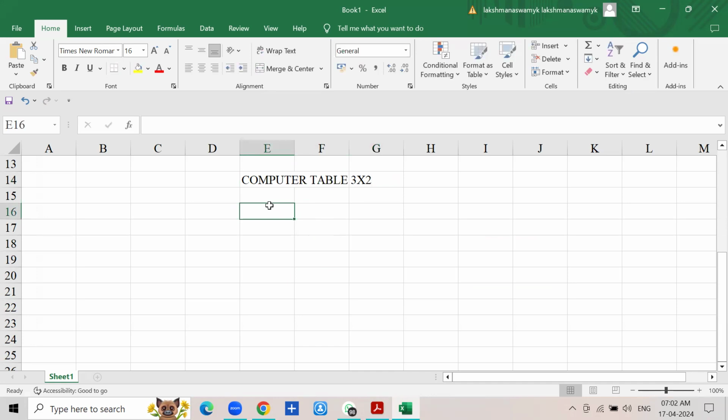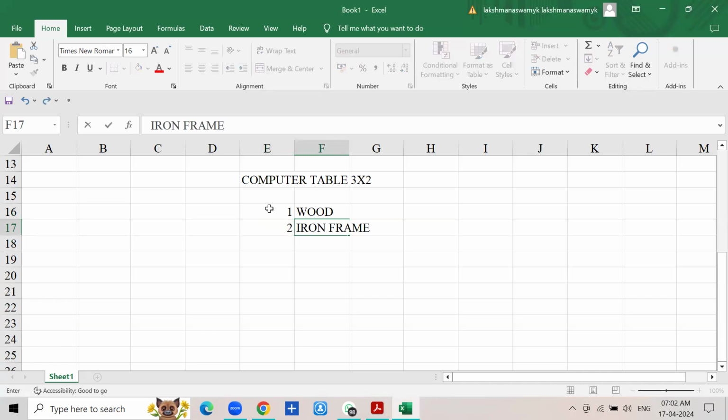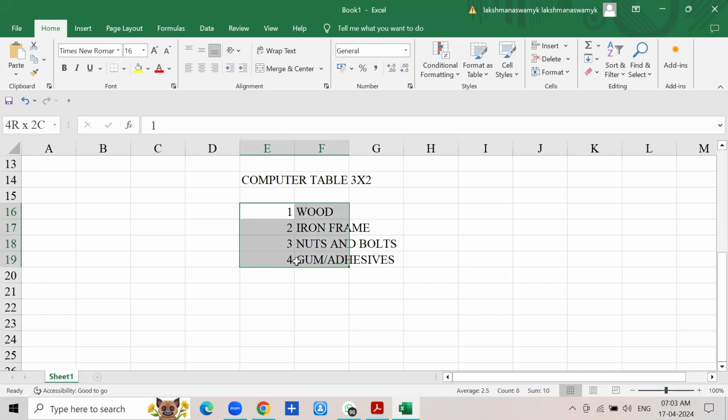Now, in order to manufacture one computer table, right, we require different materials. Number one, wood. Number two, iron frame, right? Number three, nuts and bolts. Number four, gum or adhesives, right? So these are the materials we use. So out of these four materials, you take wood. See, by just measuring the wooden pieces you have used in the computer table, we can say that this much square feet of wood we have used in the manufacture of this computer table.